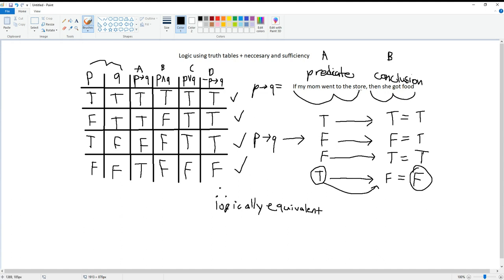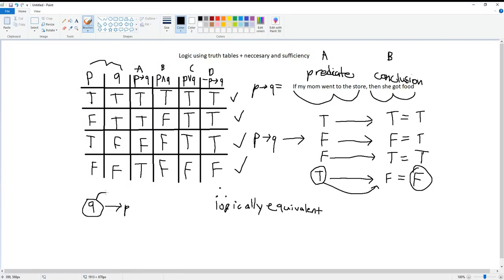Is going to the store necessary to getting food? Well, I'm saying if my mom went to the store, then she got food. But I'm not saying that there's not any other way that she could have gotten food. She could have ordered it online and gotten food. It doesn't mean that just because we have food. Basically, I'm saying if Q is true, the conclusion, it does not mean that P must have happened.